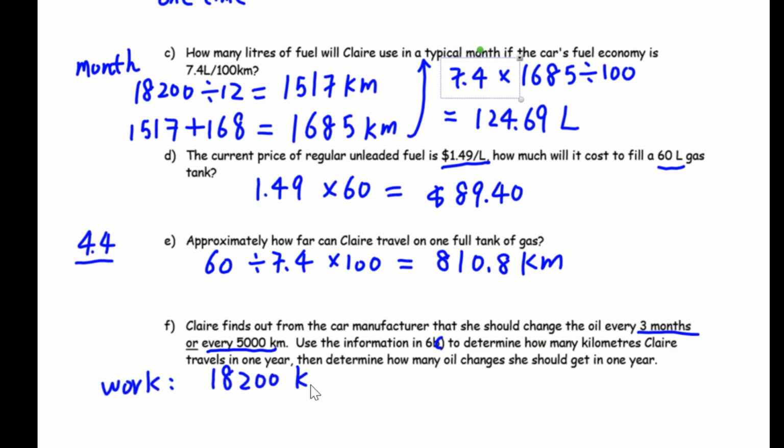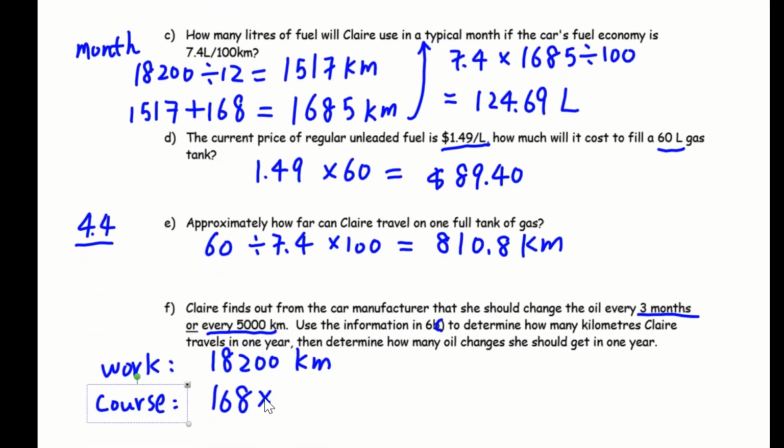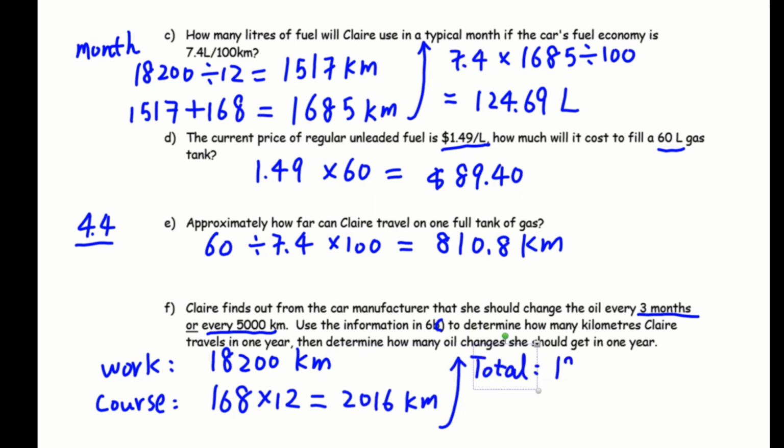18,200 kilometers, and for the course, 168 is for every month. Then we times 12 to get 1 year. So 168 times 12 gives you 2,016 kilometers. Then we are going to find the total kilometers traveled and see how many 5,000 kilometers there are. Plus 2016.